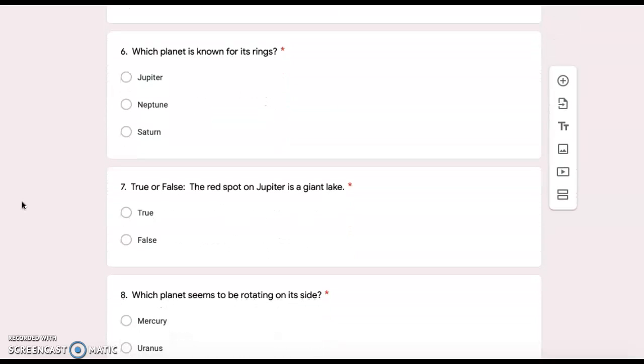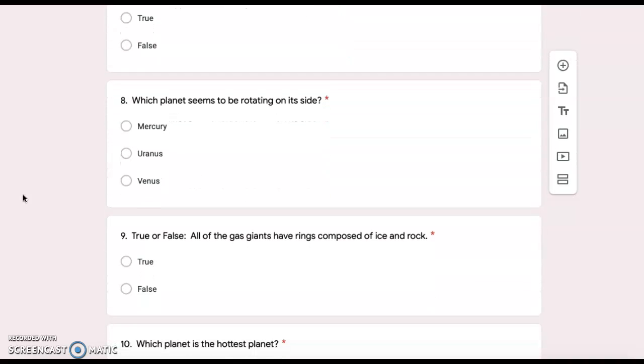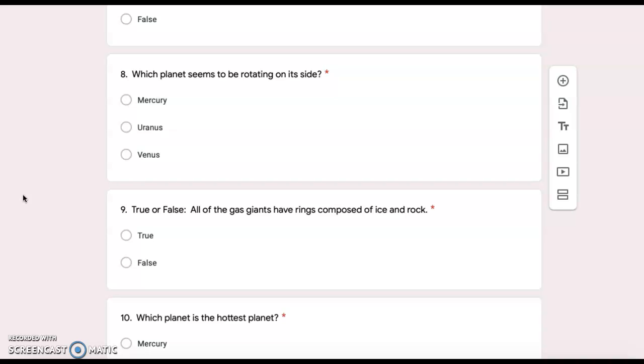Number 6. Which planet is known for its rings? Jupiter, Neptune, or Saturn? Number 7. True or false? The red spot on Jupiter is a giant lake. True or false? Number 8. Which planet seems to be rotating on its side? Mercury, Uranus, or Venus?